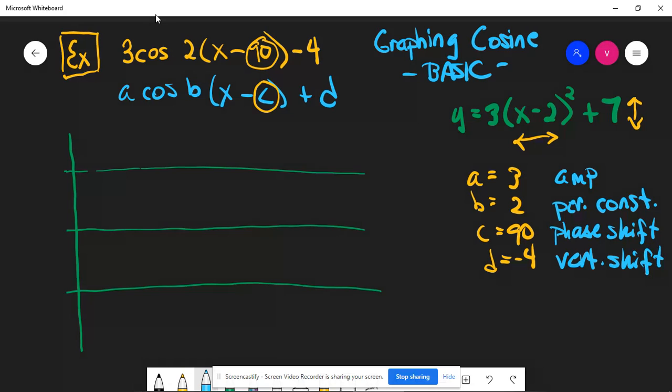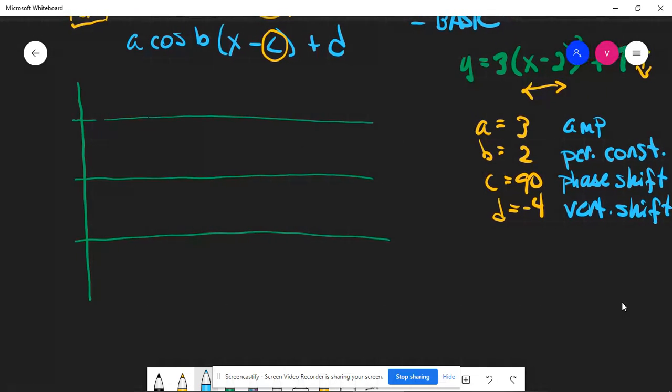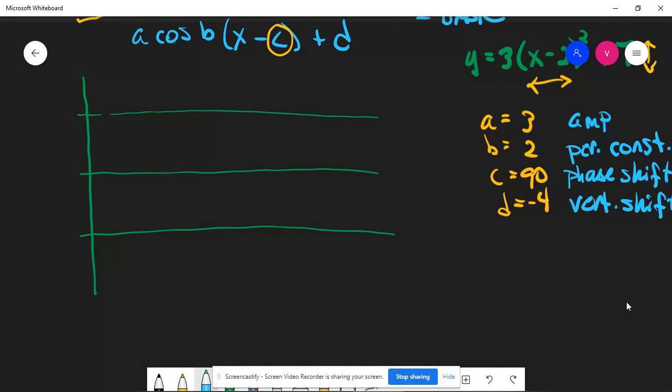Okay. So the first thing you're going to do, I'm going to move this up a little bit. We're going to write the midline. This line right here is the midline. And D is the midline, the line in the middle, okay? D represents the midline. In this case, what do you have for D? -4. So I'm going to write that in there, -4.